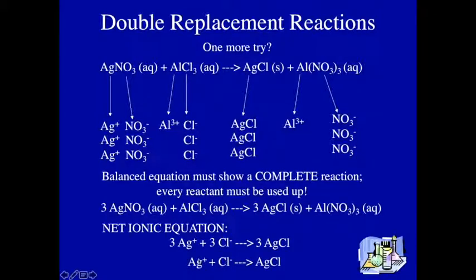And my true net ionic equation, I'd divide each of these by 3. I would get 1 silver plus 1 chloride yields silver chloride. That is my net ionic equation. I hope that this makes a little bit more sense. Especially the balancing part is going to be essential for everything we do from this point forward.